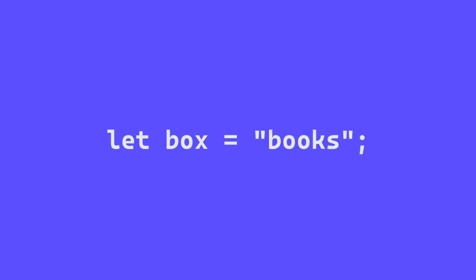In languages like C and C++, we have to specify the type of variable while creating it, like this: int a = 1. But in JavaScript, we don't have to specify the data type of a variable while creating it, as JavaScript is a dynamically typed language. So the data type is assigned automatically at runtime based on the value stored in it. And so we can create a variable like this: let box = "books".